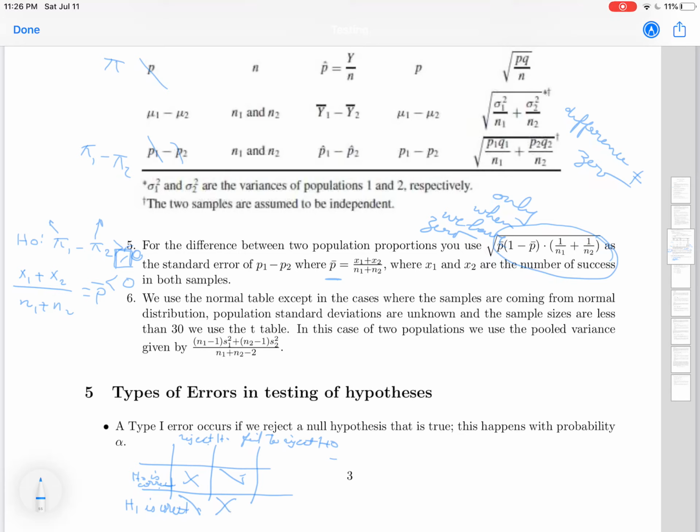If H0 is correct and you reject H0, this means you didn't make the right decision. But if H0 is correct and you fail to reject, this is one right decision. If H1 is correct and you reject H0, this is one right decision. If H1 is correct and you fail to reject H0, this means you have committed an error here. So I can commit two types of errors: type 1 and type 2.